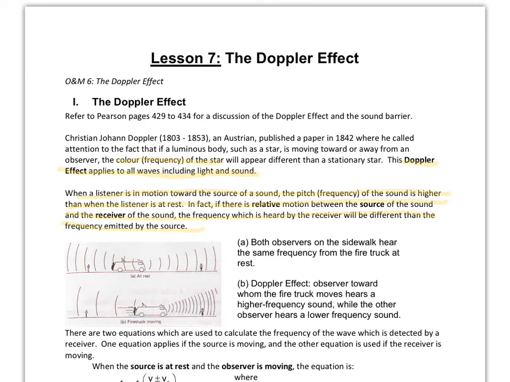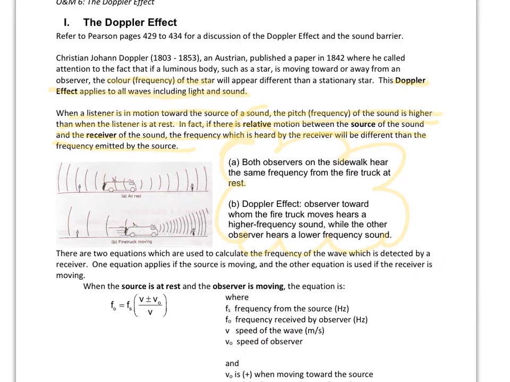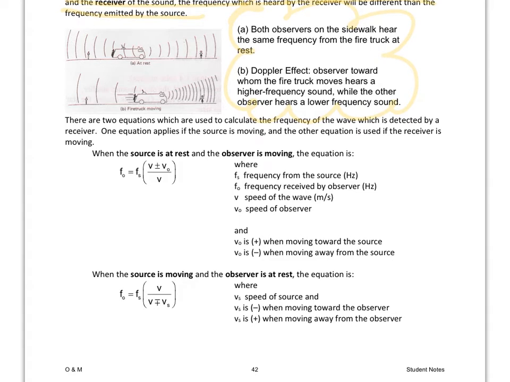So there are two equations which are used to calculate the frequency of the wave: one is if the source is moving, and the other is if the receiver is moving. Again, if nobody is moving, the frequency heard will be the same. So when the source is at rest and the observer is moving is what we're looking at here. Source is at rest and the observer is moving.